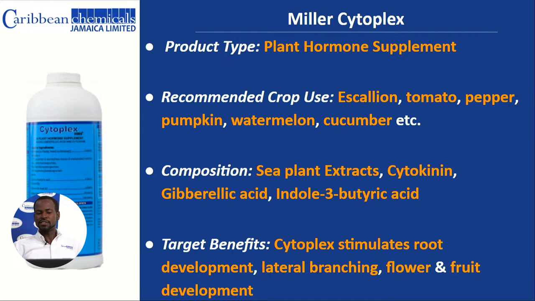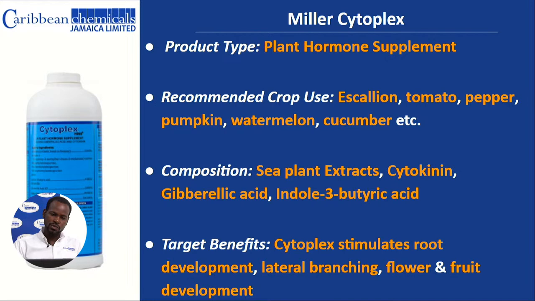Some of the benefits include root development. The more root development you have, the more nutrients the plants can uptake. You understand the fight, right? So greater movement of nutrients to fight the virus. Lateral branching, so the more branches you have, the more flowering and fruit set. A more photosynthetic area to be able to operate better. And then it leads to greater flower and fruit development. So you see the importance of adding the Cytoplex to that formulation, which is good.